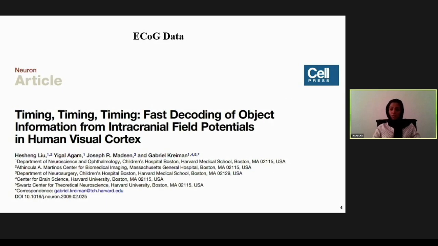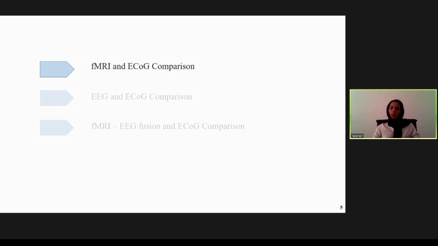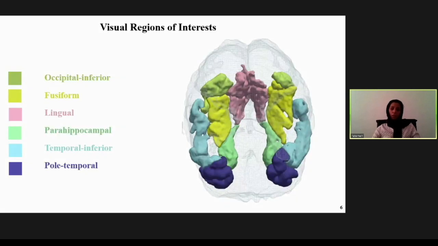This is the exact stimulus set that is used to record ECOG data by Liu and colleagues in the Kramer lab at the Harvard Medical School in 2009. The experimental parameters are also designed similar to that of ECOG data. In the following slides, I will present the results for the fMRI and ECOG comparison.